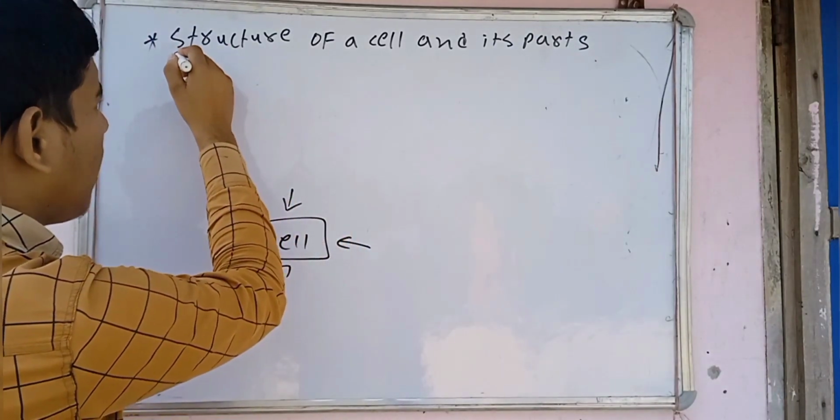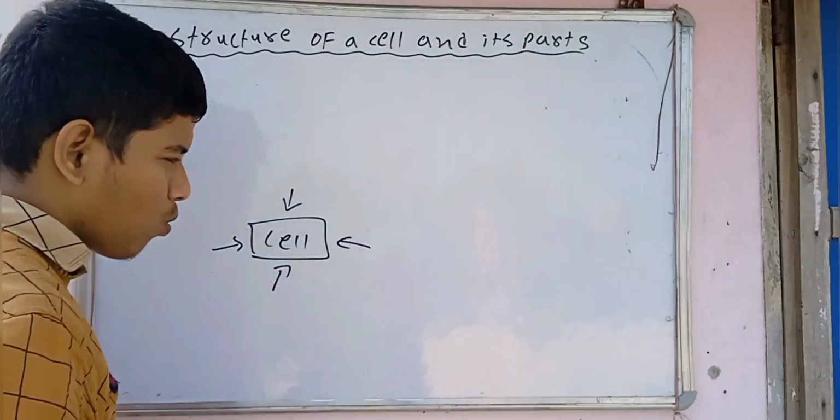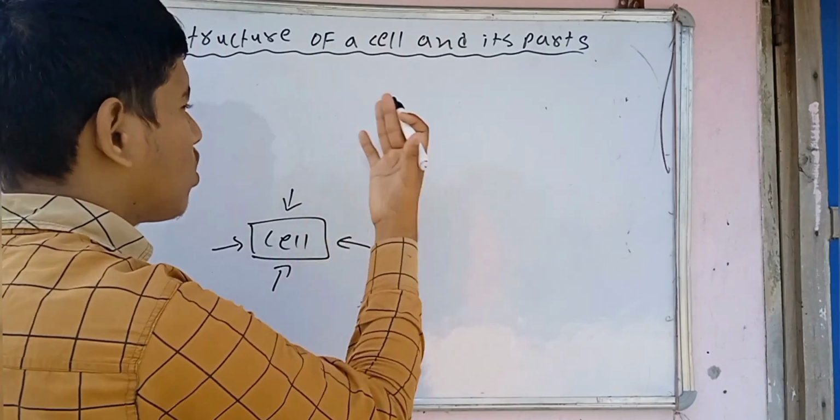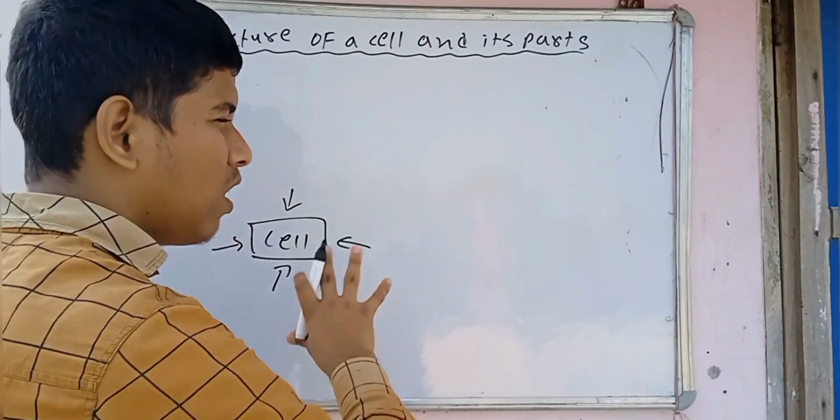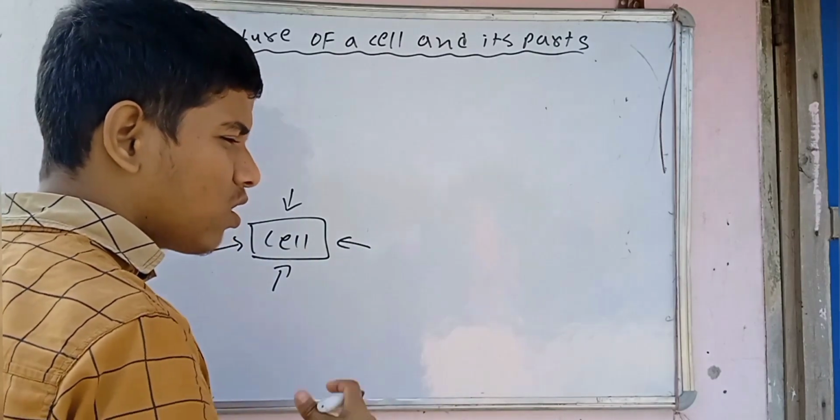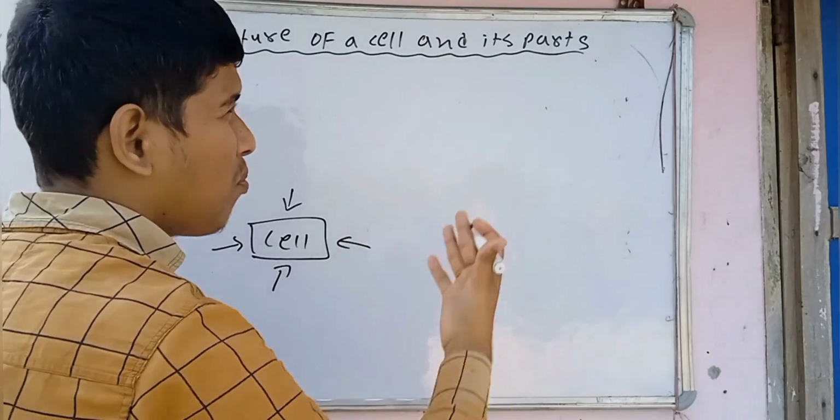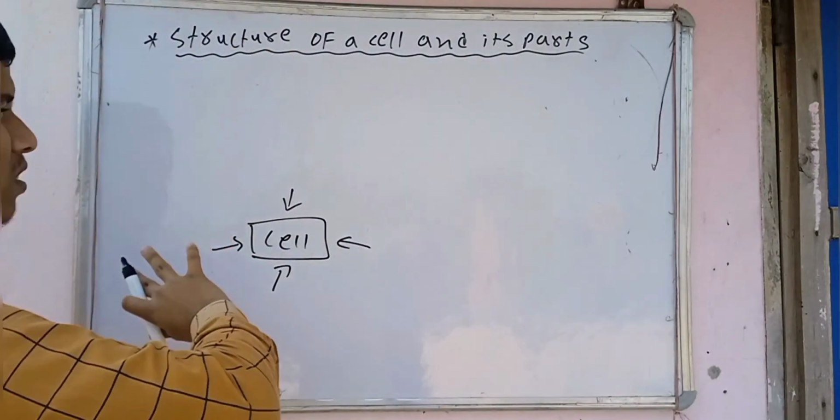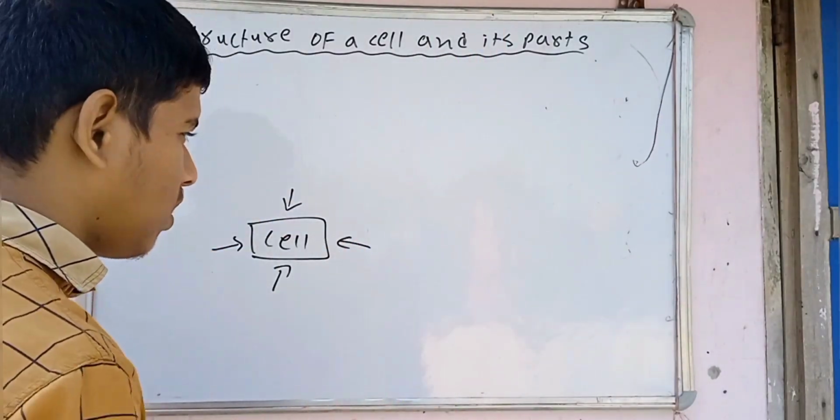So our topic today is the structure of cell and its parts. We have talked about what is cell, and now after this we need to know the structure of cell, how cells are formed, how's the structure of cell, and how many parts are there in cell, and what type of parts, right? So we'll discuss all those things, the structure of cell, and all the important parts of cell.